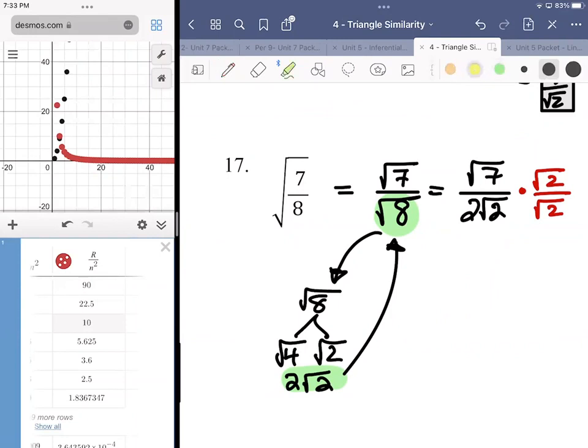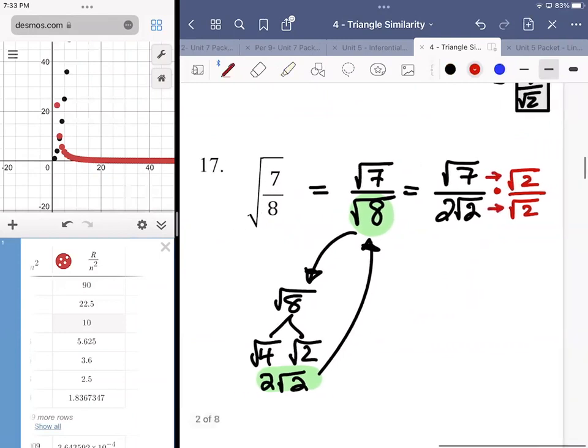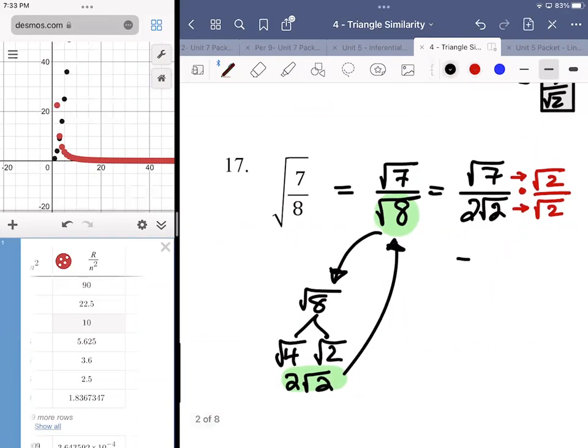So top times top, bottom times bottom. So we're looking at rad 14 up top. Then the 2's coming along for the ride. So there's no counterpart to the 2 other than a 1. 2 times 1 is 2, that understood coefficient of 1. Then I have rad 2 times rad 2, which is going to give me a rad 4.